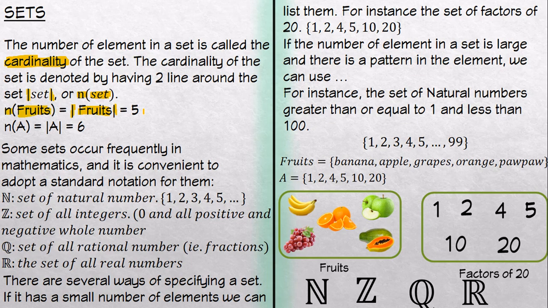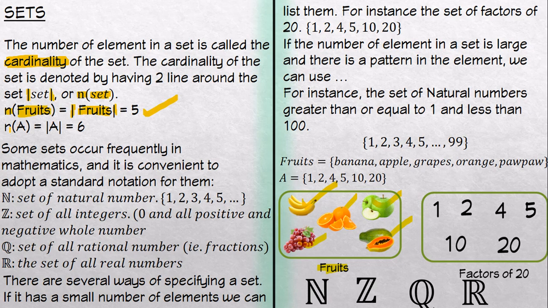So it is 5. To realize that, if you are to count the number of elements in this set over here, we have 1, we have 2, we have 3, we have 4, and we have 5. Right, so in this set, the set of fruits, we have 5 elements in there.